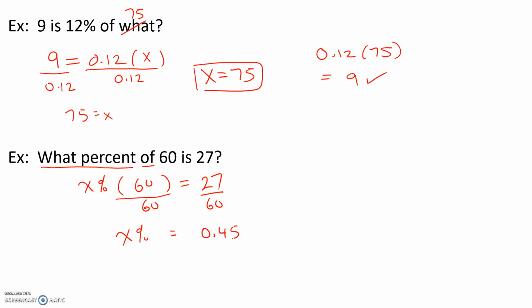Now this is in decimal form, but we're looking for a percent. So to convert from decimal to a percent, we would move the decimal point 2 spaces to the right and add the percent sign. Therefore, our answer would be 45%.